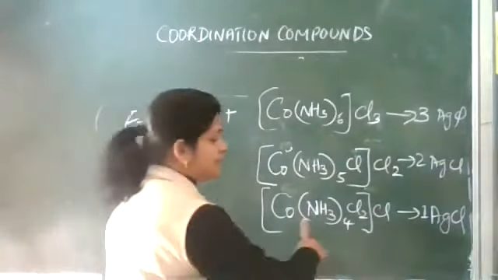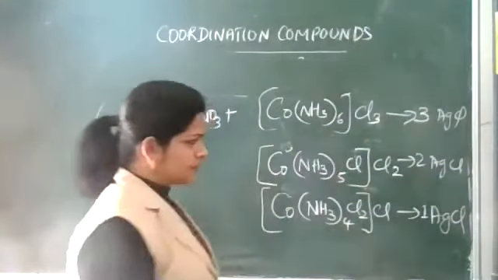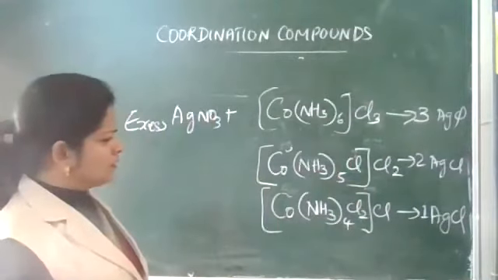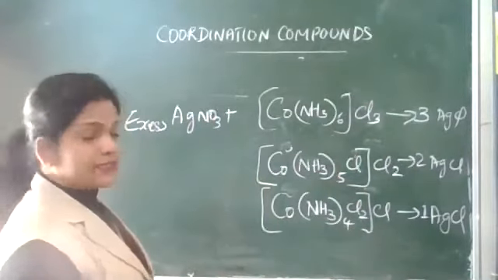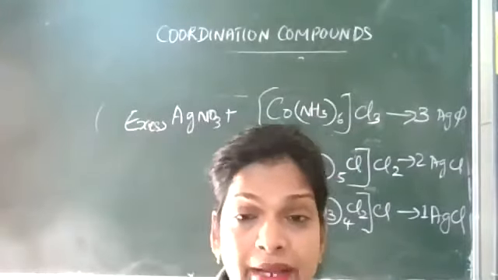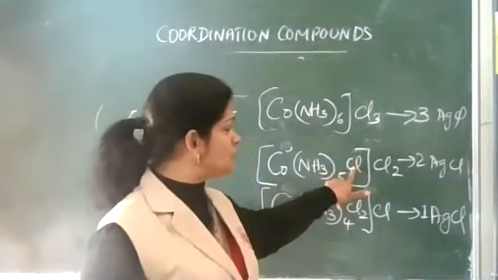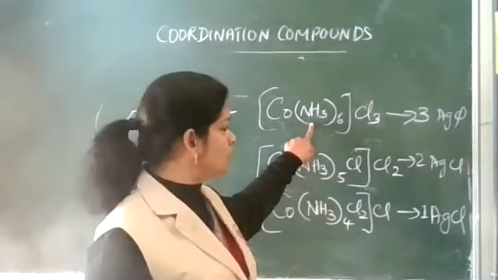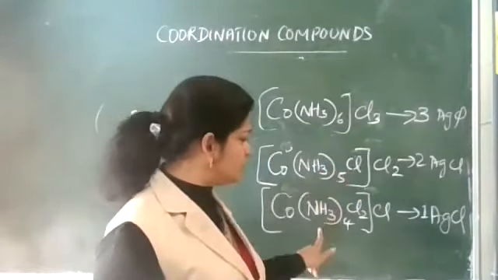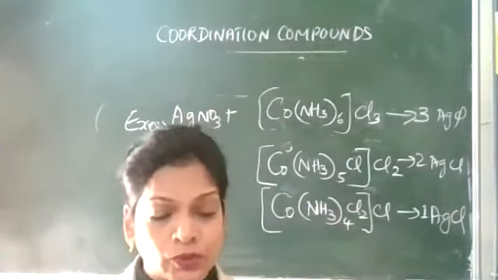See, secondary valency is 6: 4 plus 2 is 6, 5 plus 1 is 6, this is 6. Whatever is present inside the coordination entity will not be ionizable. Here you see negative ligands also. This one has only neutral ligands, and others have neutral and negative. There can be negative ligands also.